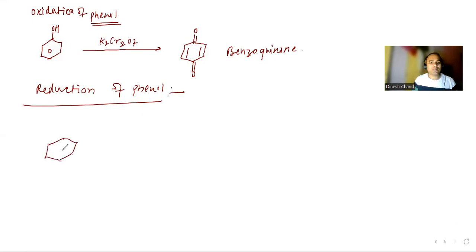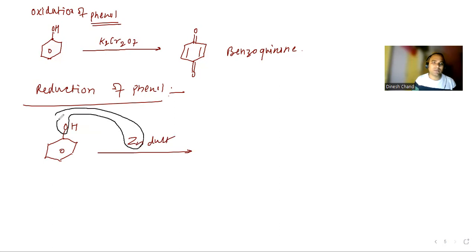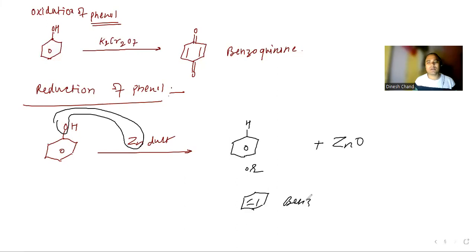Here you see, student, this is the phenol, OH. And you have to treat with zinc dust. So if you are treating with zinc dust, student, this zinc will be out. Zinc plus oxygen is going to be ZnO, student. And it is going to give benzene. Here hydrogen is there. Hydrogen is actually at every corner, student. So you can simply represent this as benzene. Both are benzene only.